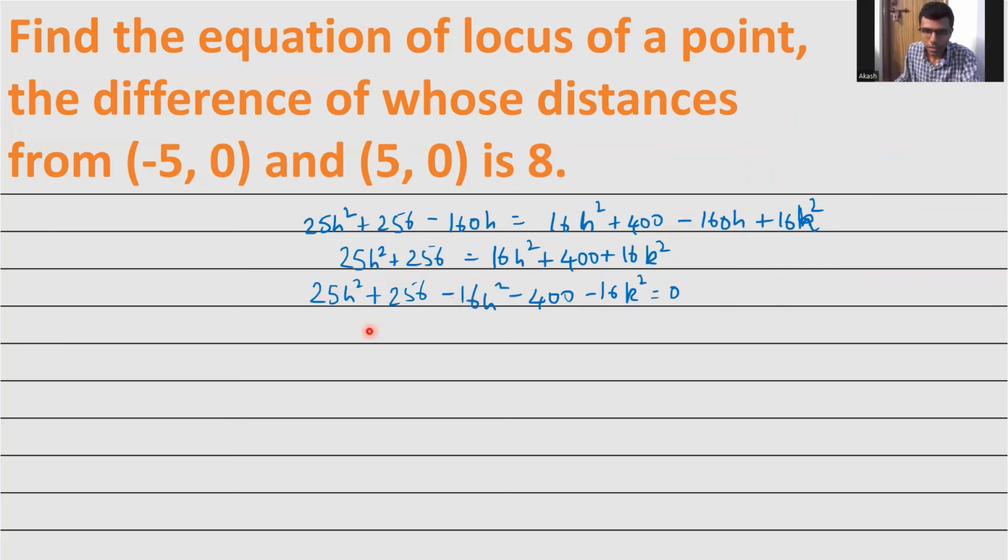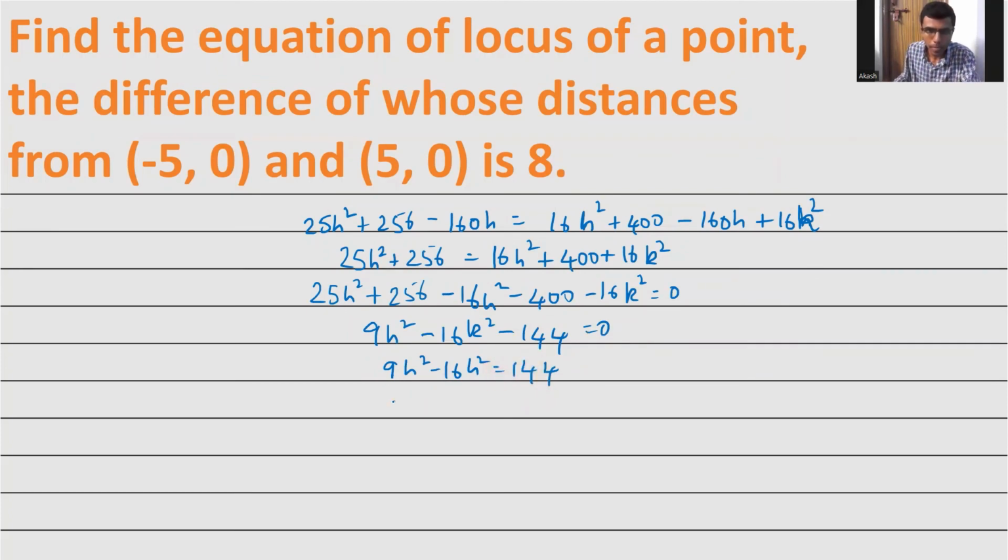Now 25h square minus 16h square is 9h square, and then minus 16k square is as it is. 256 minus 400 is going to be minus 144. Minus 144 is equal to 0. Just the last sprint. Okay, so I'm going to take this 144 to the other side, is equal to 144. Now I'm going to divide this entire equation by 144 because on the RHS I just want there to be 1.